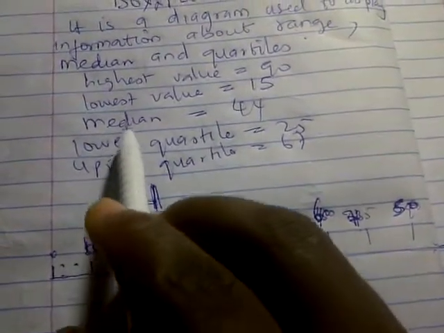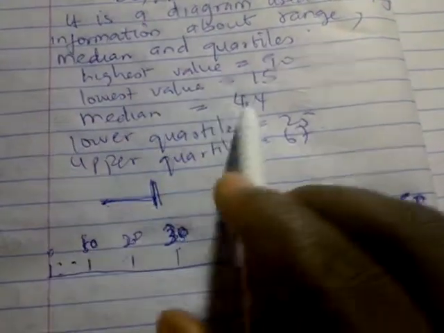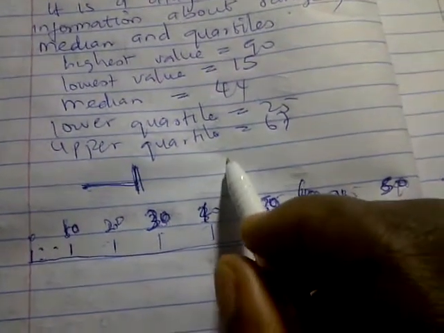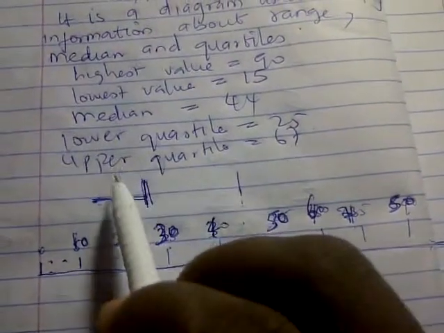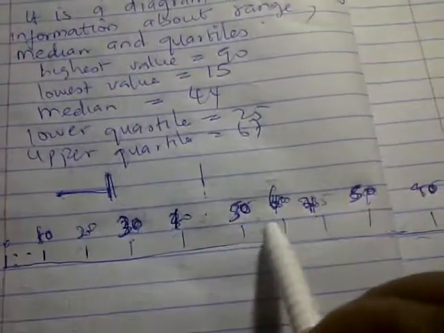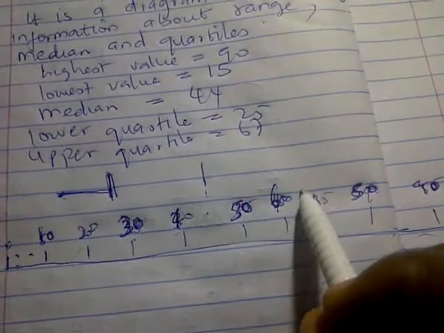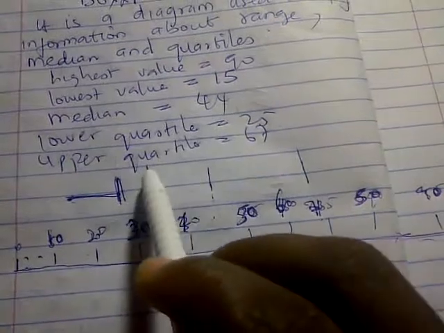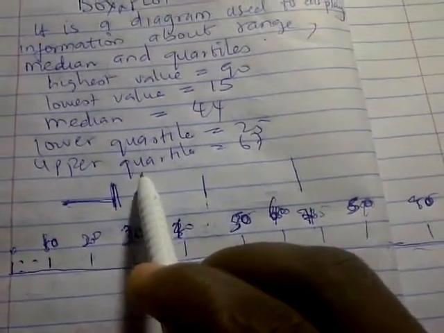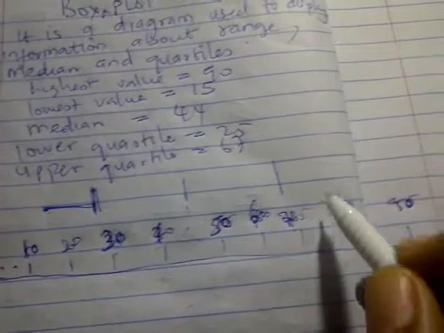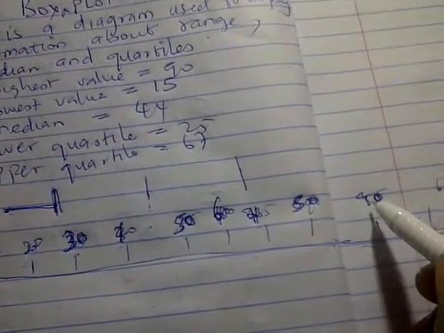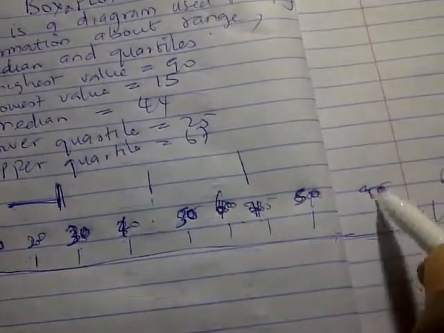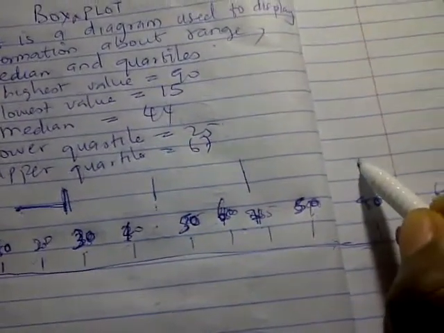Okay, now we are told that our median is 44, so you have 40 here, probably here. Okay, we make our mark. And we're told that our upper quartile is 67. We have 60 here. Maybe 67 should be somewhere here. We make our mark. And we're told that the highest value is 90. This is 75. This is 60, 70, 80, 90. This should be 90 here, okay? Now we'll make our mark.